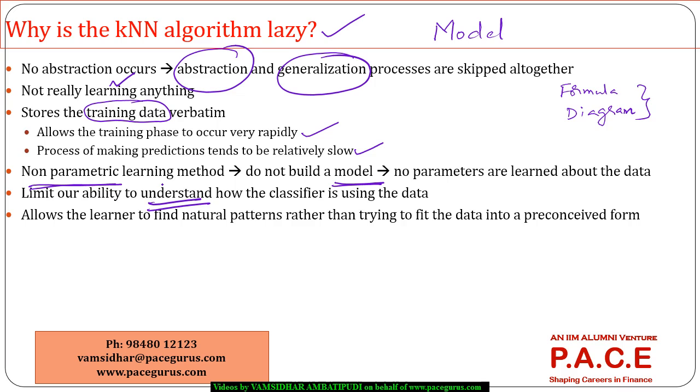So there is no fitting, there is no assumption regarding the distribution of the data; nothing is in a preconceived form. So we are trying to find the natural patterns in the data. We are not doing any forcible fitting of some distribution to the data. We are trying to find as many natural patterns as possible in the data itself. That's one more advantage of going ahead with the KNN algorithm. Though it is lazy, we still keep using it because of the advantages this algorithm generates.